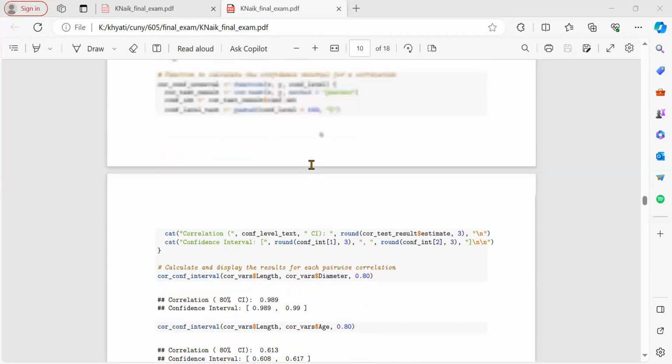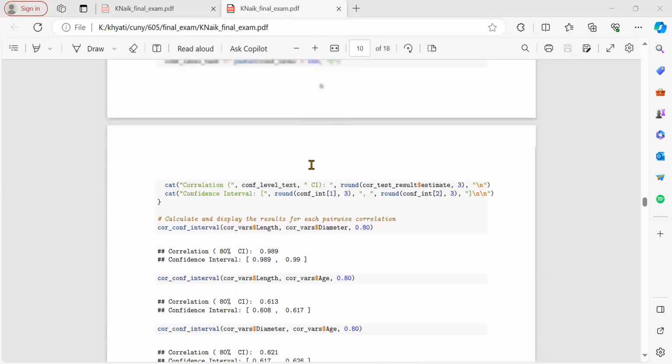And with the results, we can conclude that length, diameter, and age show very strong positive correlation. The confidence intervals for these correlations are narrow, indicating precise estimates. The hypothesis testing for these correlations being 0 is strongly rejected.